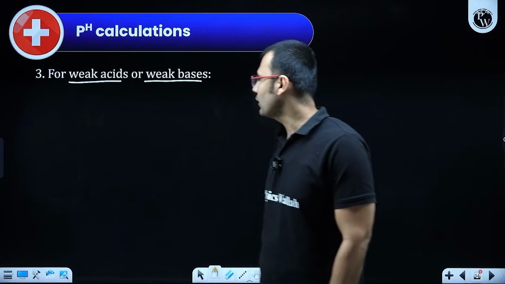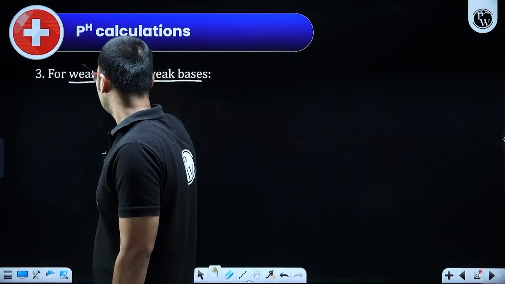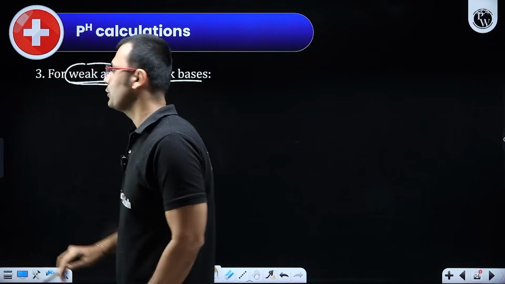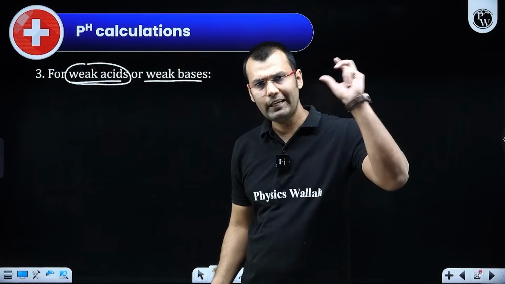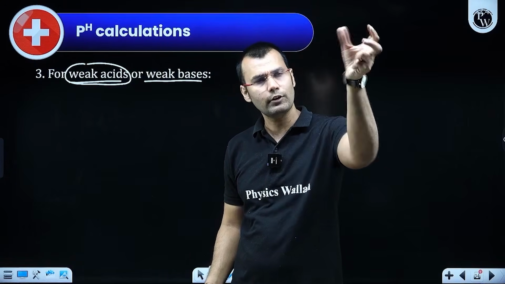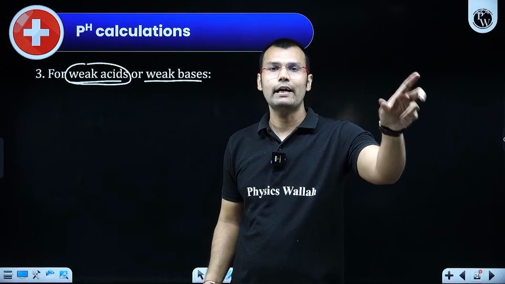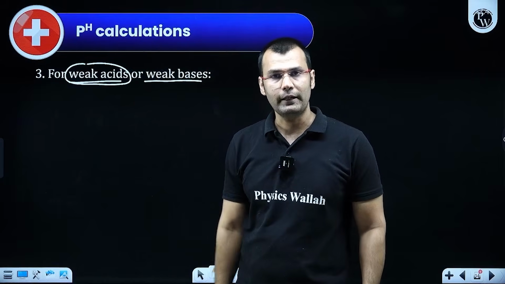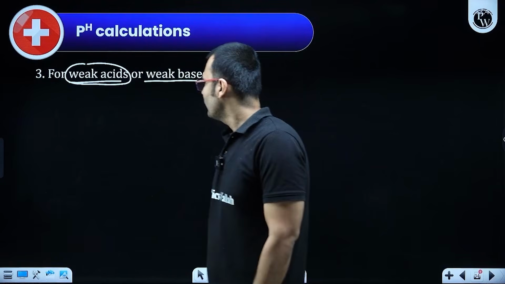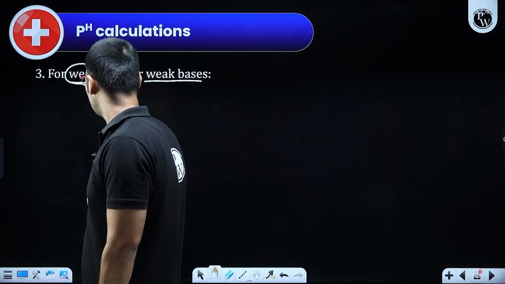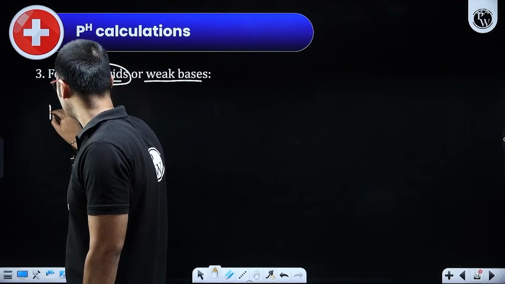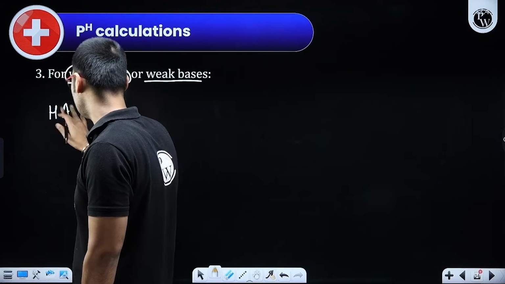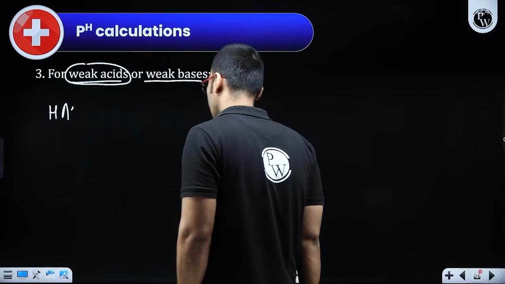Like first, if you talk about calculation of pH of a weak acid solution. That means there is one weak acid solution, and for that you have to find pH. Or there is one weak base solution, and for that you have to find pH, right? So one by one, let's first talk about weak acid. Suppose I have a weak acid like this, HA, whose n-factor is 1, monoprotic, right?